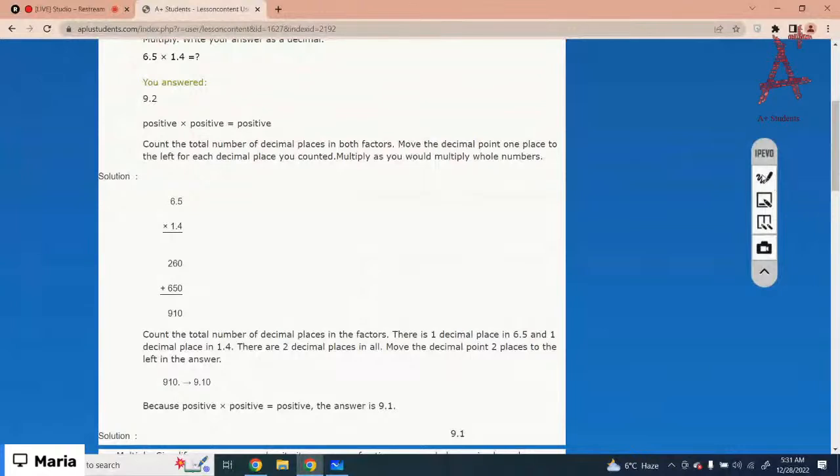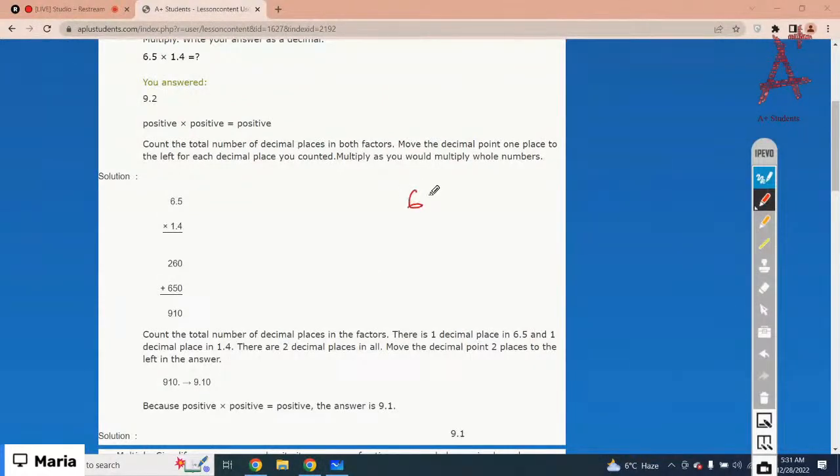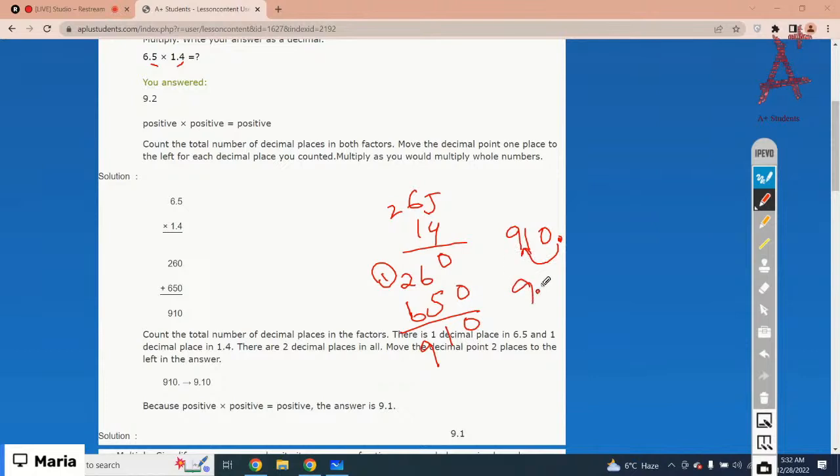Just do 65 times 14 without decimals. 4 times 5 is 20, 0, 2 carry. 4 times 6 is 24 and 2 is 26. 1 times 5 is 5, 1 times 6 is 6. Just add up: 0, 6 and 5 is 11, 1 and 1 carry, 6 and 2 is 8 and 1 is 9. It would be 910. So you have one decimal place in 6.5 and one in 1.4, together they make two decimal places. So you have to move the decimal point two places. It would be 9.10. Got it?